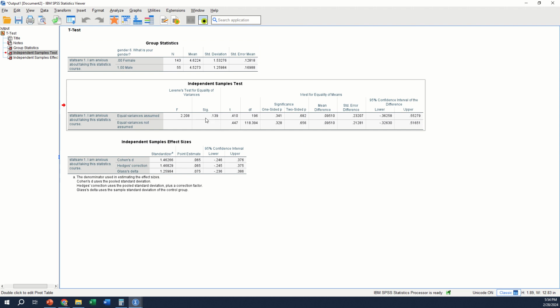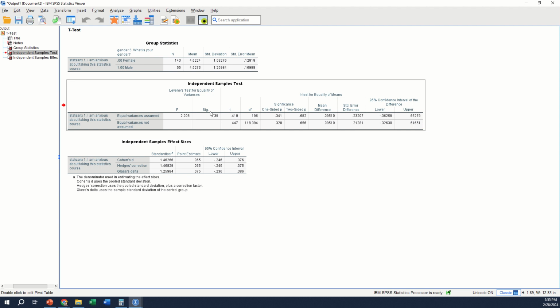You want to make sure that Levene's test here is non-significant. That means the standard deviations for each of the groups are non-significantly different. We want equality of the standard deviations. We want these standard deviations to be non-significantly different. And so if Levene's test is non-significant, then we can check that box, assume equal variances, and move on.